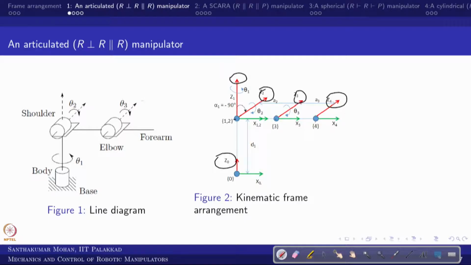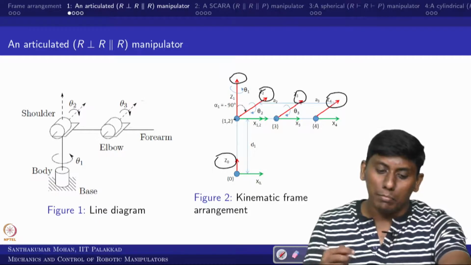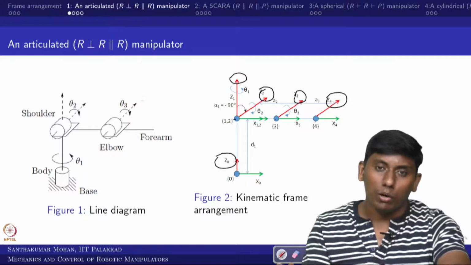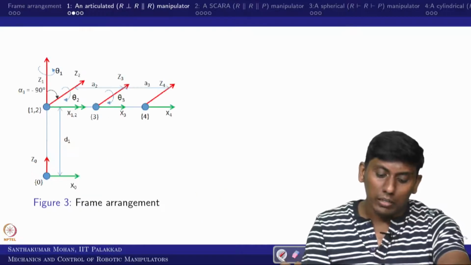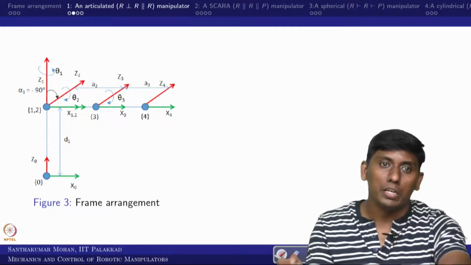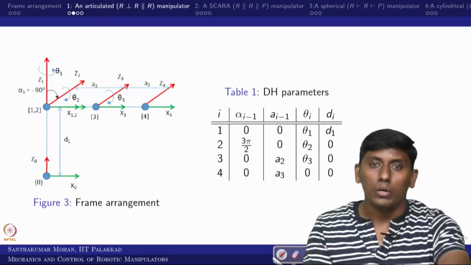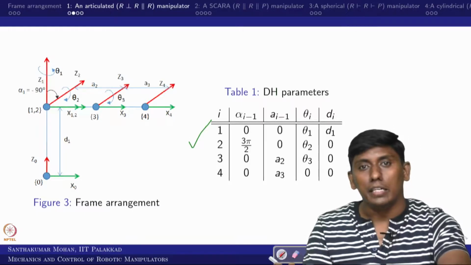So now based on this, we have found the DH parameters. The same DH parameters we obtained, we can cross check here. This is the frame arrangement which we obtained as per our understanding. So based on this, we got the DH parameters.